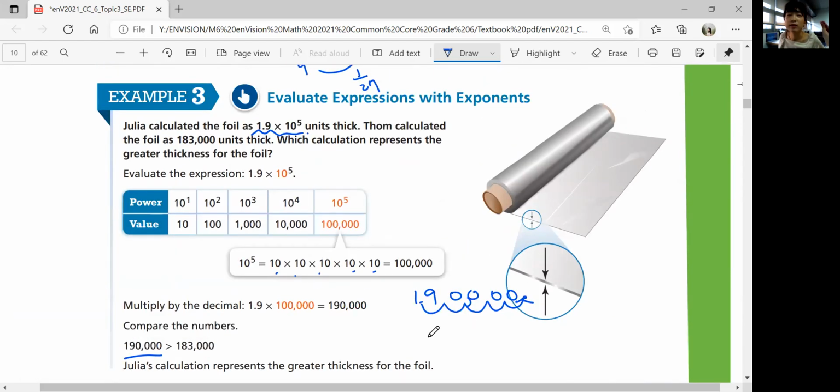So remember to interpret what your number means and what your question really was. You need to answer your question. You can't just say a number, 190,000, done. Like, what does that mean? You need to say Julia's calculation represents the greater thickness. That is the answer for your question here. Okay.